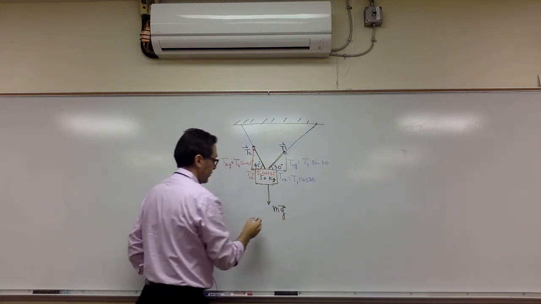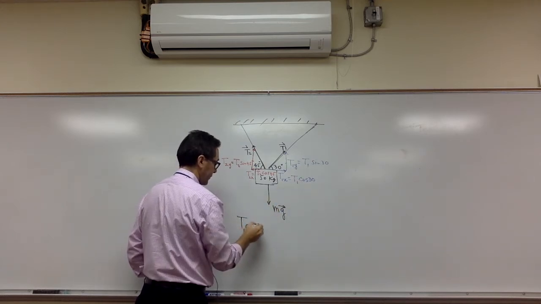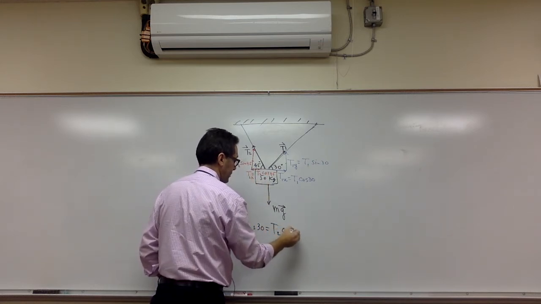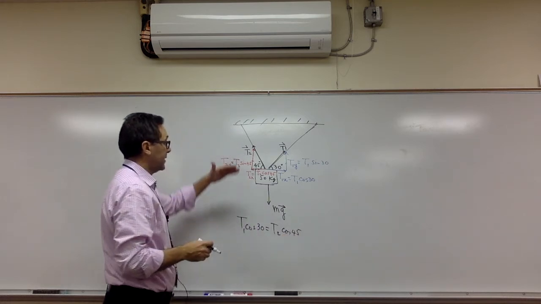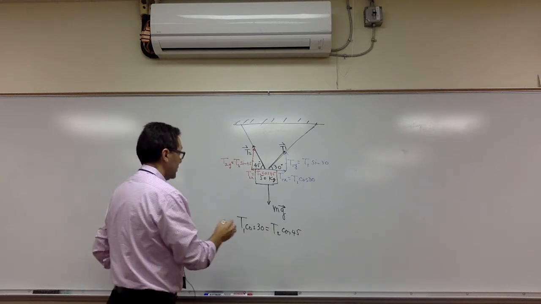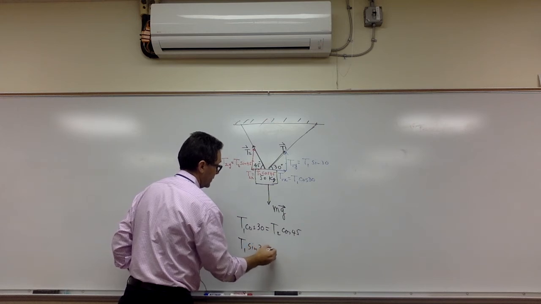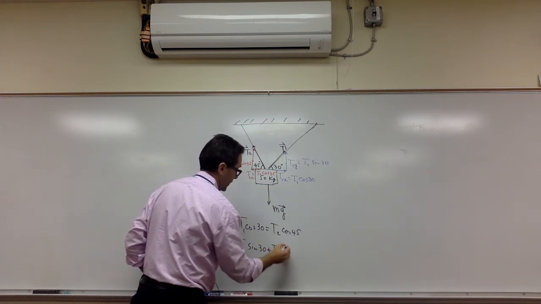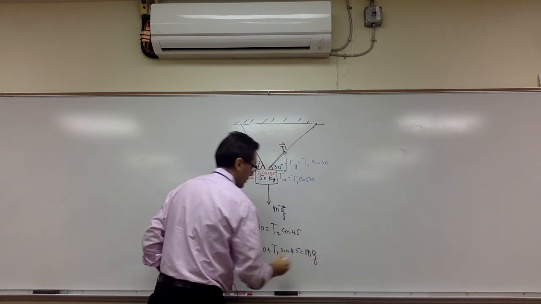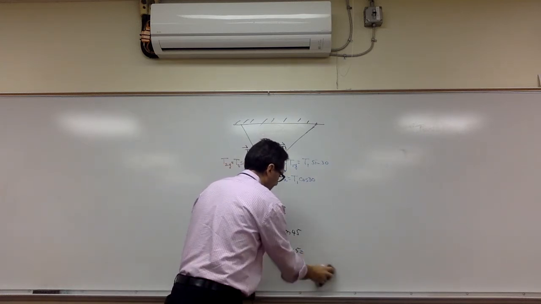So I can say, you know what? This T1 cosine 30 is equal to T2 cosine 45. And I can say that everything up, and when I say up, I mean straight up, equals down. So it should be T1 sine of 30 plus T2 sine of 45 equals the mg. Okay? Now, the mg is just 50 times 10, so maybe I can replace that with 500.